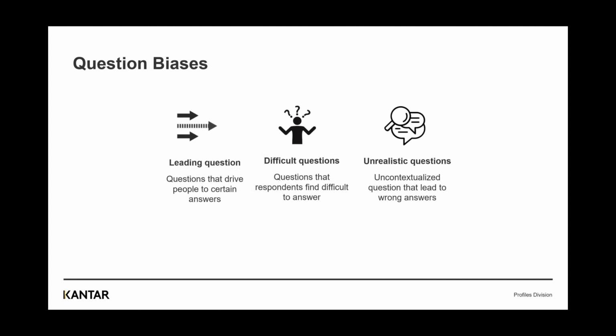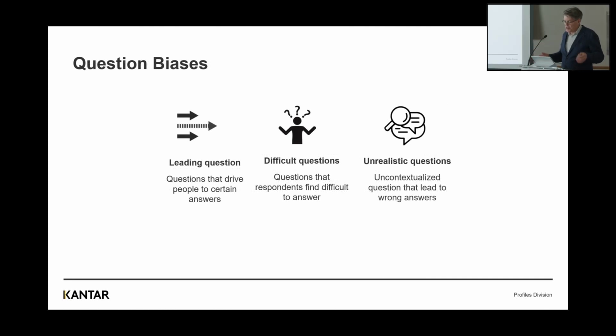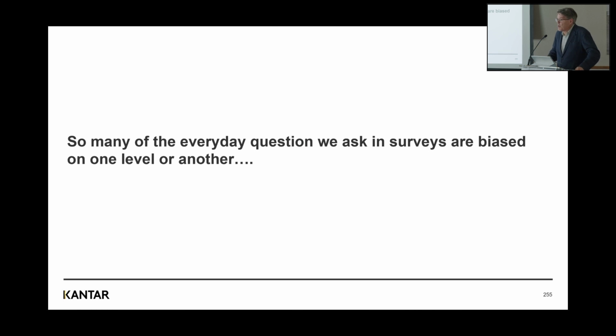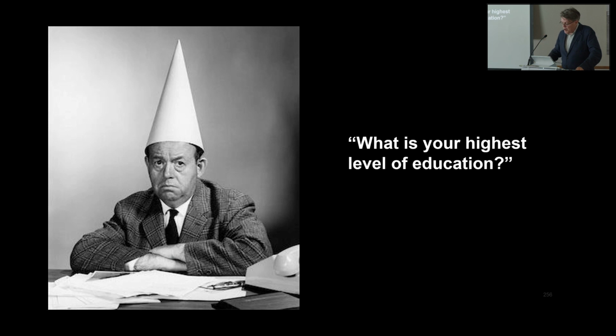And then as researchers, we ask leading questions and difficult questions and unrealistic questions. And that sort of melee of problems, I suppose, that we're confronted with are really quite significant. If you actually unpick a typical survey, so many of the everyday questions we ask in surveys are biased in some ways. Just a simple question like, what's your highest level of education? That word, highest, makes people embarrassed to admit that they don't have a high level of education. And so we have anywhere up to 40% overclaim on that simple question.